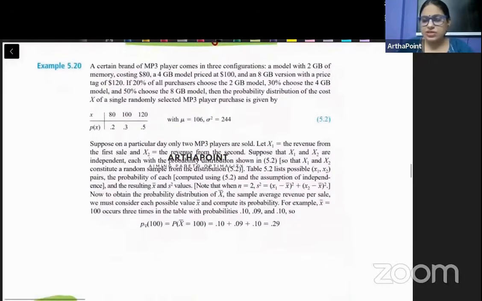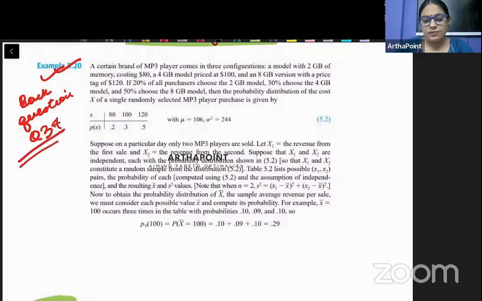तो ये बहुत interesting example है और actually on the basis of this example only there is a back question given. तो जो question number 37 है आपका after 5.3 part of Devore, that is actually based on this example only. तो ध्यान से हम इस example को एक बारी देखते हैं बच्चे.